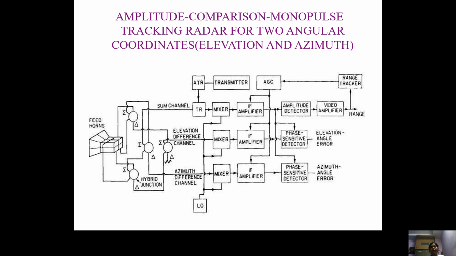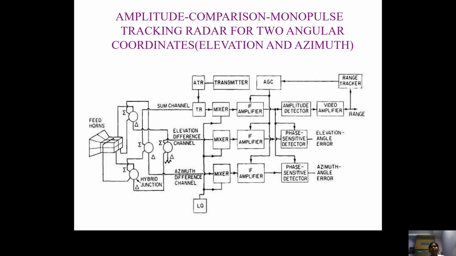Okay, and 3 IF amplifiers are used to bring down the desired echo signal from targets into an intermediate frequency, and two phase detectors are used to generate 2 error signals. One is for the elevation signal and another for the azimuth signal, and one amplitude detector is used to detect the amplitude variation for comparison, and to track the range of the moving target at the time.